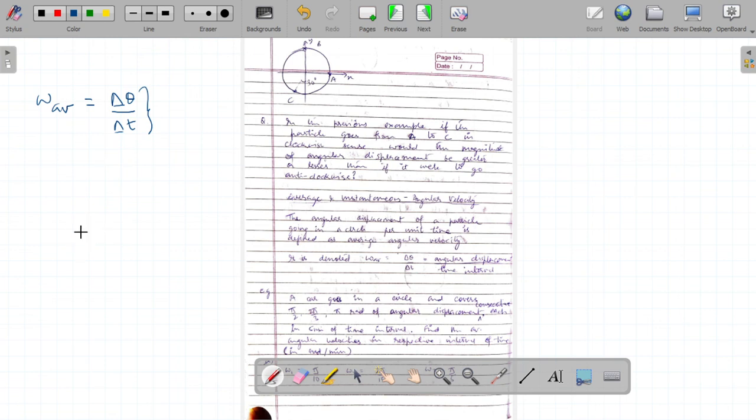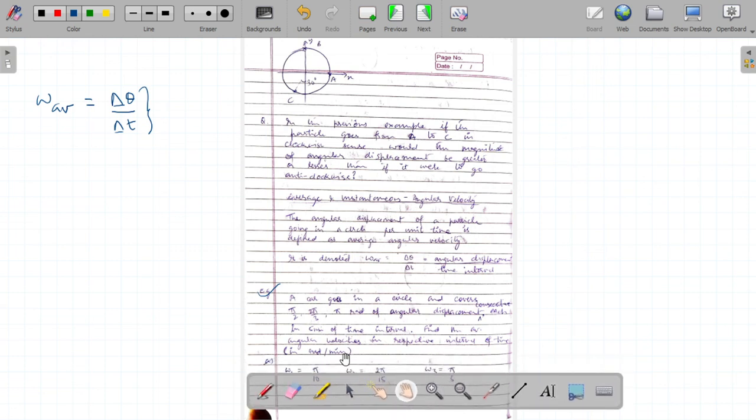So let us take an example to learn about this. A car goes in a circle and covers consecutive angular displacements pi by 2, 2 pi by 3 and pi radians each in 5 minutes of time interval. So we have to find the average angular velocities in respective time interval in radians per minute.